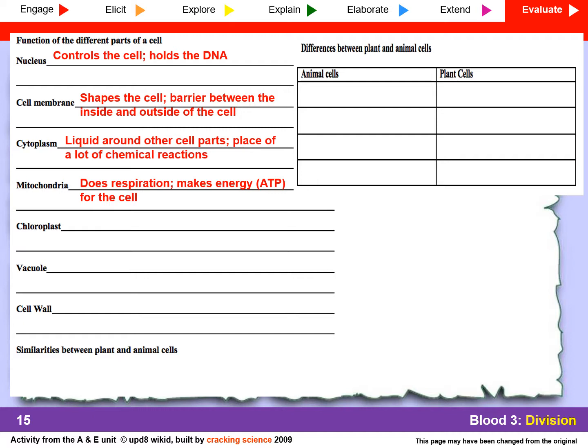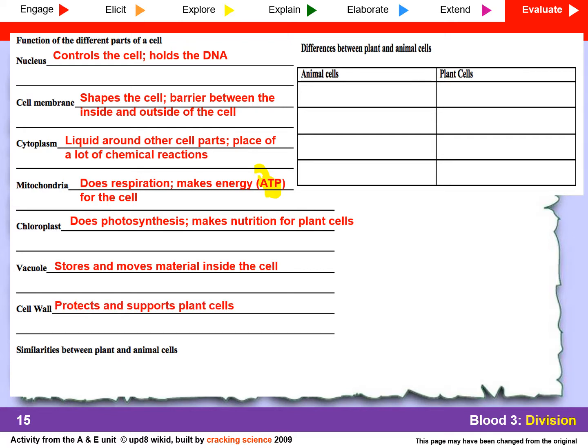Specifically, that energy comes in ATP, which we'll learn about a little bit more later. The chloroplasts will do photosynthesis. That means that they'll make nutrition or make glucose for the plant cells. The large vacuole, or any of the vacuoles in general, are there for storing water and nutrients, and also for moving things around inside the cell. And the cell wall helps protect and support plant cells specifically.